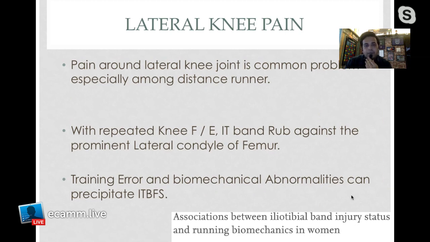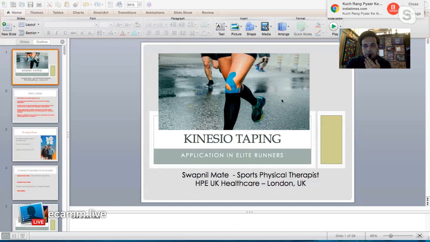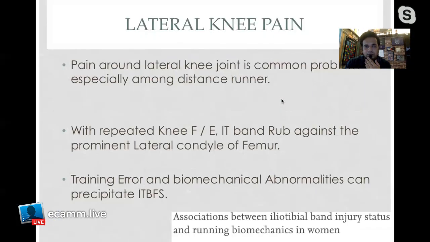So lateral knee pain, the pain around the lateral knee joint, is the most common presentation, especially among distance runners. This happens because of the repetitive knee flexion and extension range, during which the IT band rubs against the prominent lateral condyle of the femur. Now, this could be because of any training error or biomechanical abnormality which can precipitate IT band friction syndrome.